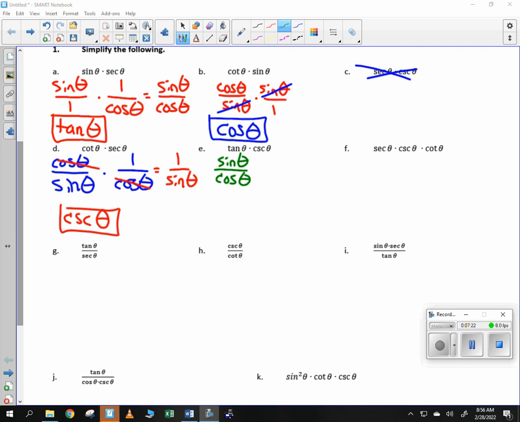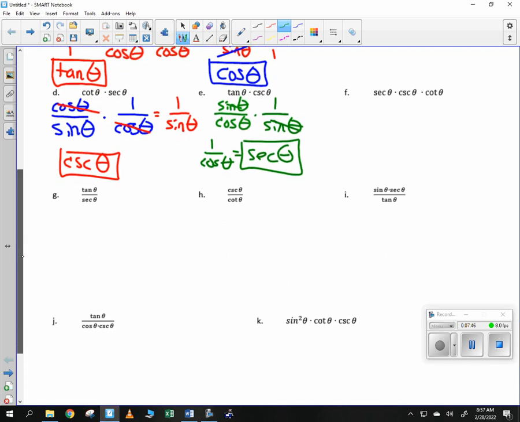Rewrote tangent as sine over cosine. And cosecant, I'll write as 1 over sine. Notice that those cancel. And I get 1 over cosine. What is 1 over cosine? It is secant. Good. Not too bad, is it?